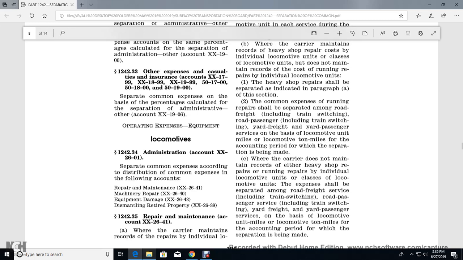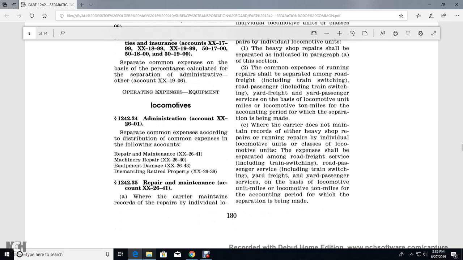Common expense for the following accounts: repair and maintenance XX 2641, machine repair XX 2640, equipment damage XX 2648, dismantling retired property XX 2639.